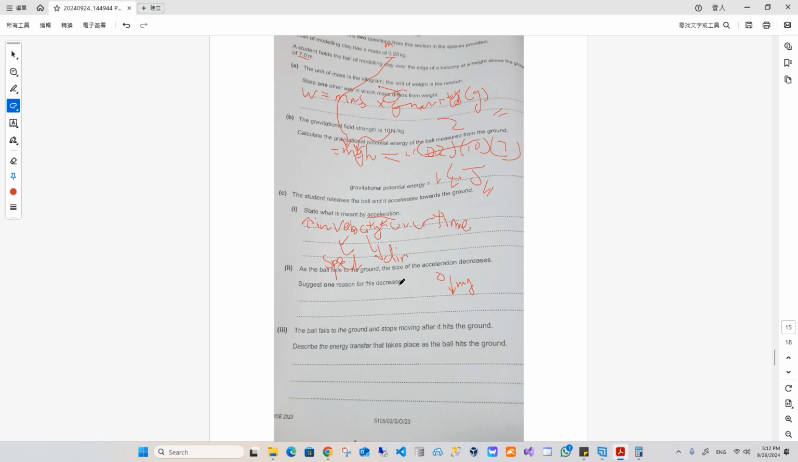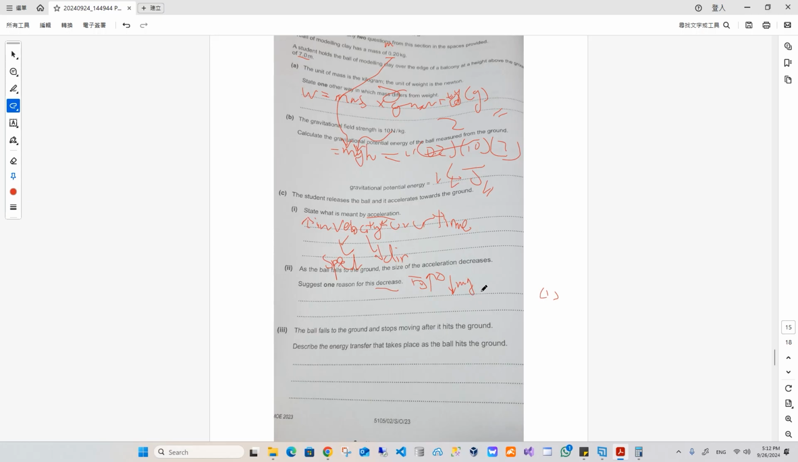But why is it decreasing? Decreasing means some other forces are affecting this mg. One of them is a drag force, the air resistance force. We call it drag force. In your syllabus it's called air resistance. So when the air resistance is there, it depends on how many marks. If 1 mark, you just say air resistance is causing the acceleration to decrease.